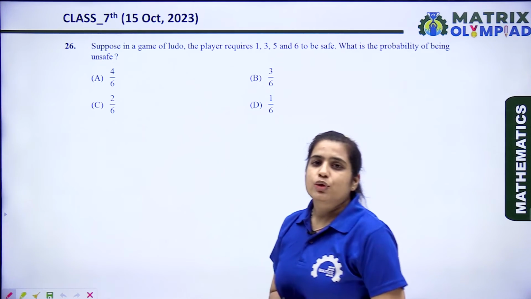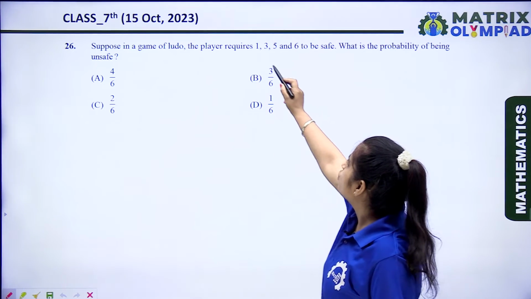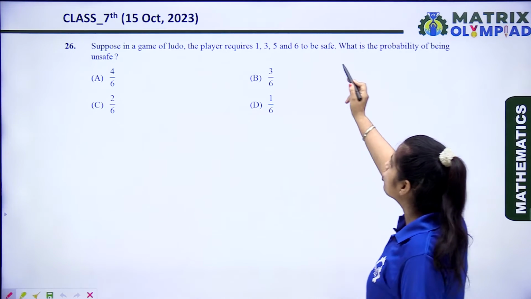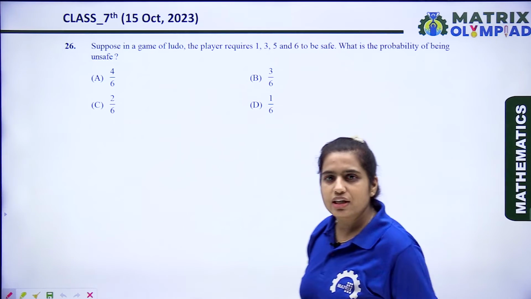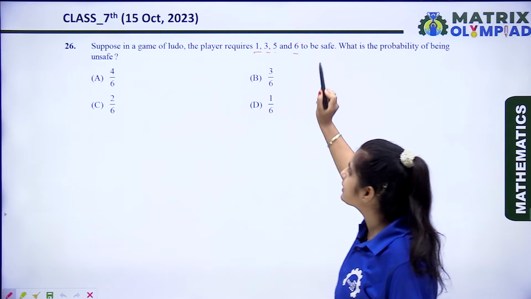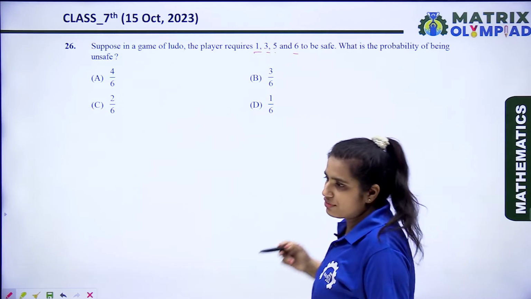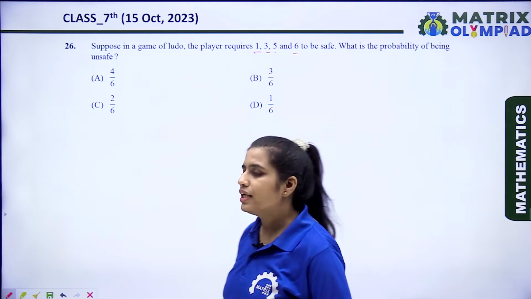Now question number 26. Suppose in a game of Ludo, the player requires 1, 3, 5 and 6 to be safe. लूडो गेम खेल रहे हैं और उसमें एक प्लेयर को सेफ जोन में जाने के लिए 1, 3, 5 एंड 6 नंबर चाहिए। What is the probability of being unsafe? अब unsafe आने की probability क्या है?